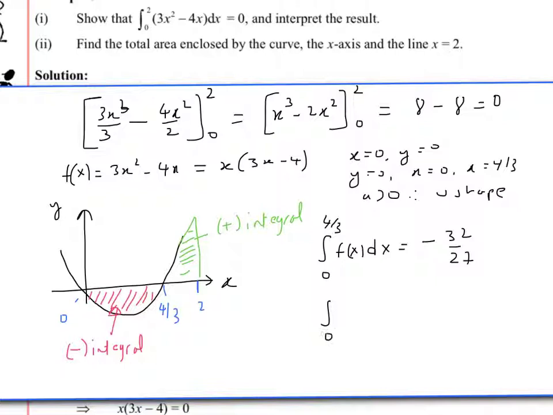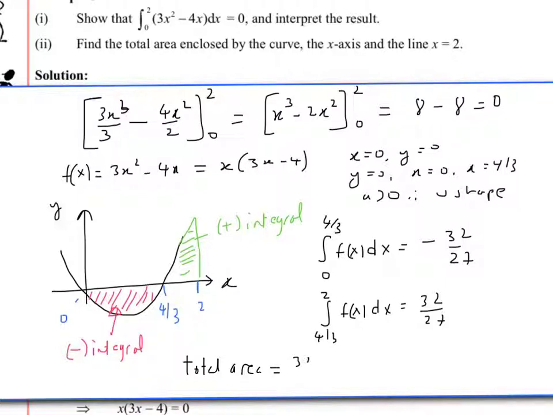And then if we integrate from 2 to our next root, so the green region, 4 over 3, f(x) dx, this should give you positive 32 over 27. Now bear in mind the other area is negative, so when you add them together you get 0. So our total area we can simply write as being 32 over 27 plus 32 over 27, which gives us 64 over 27.